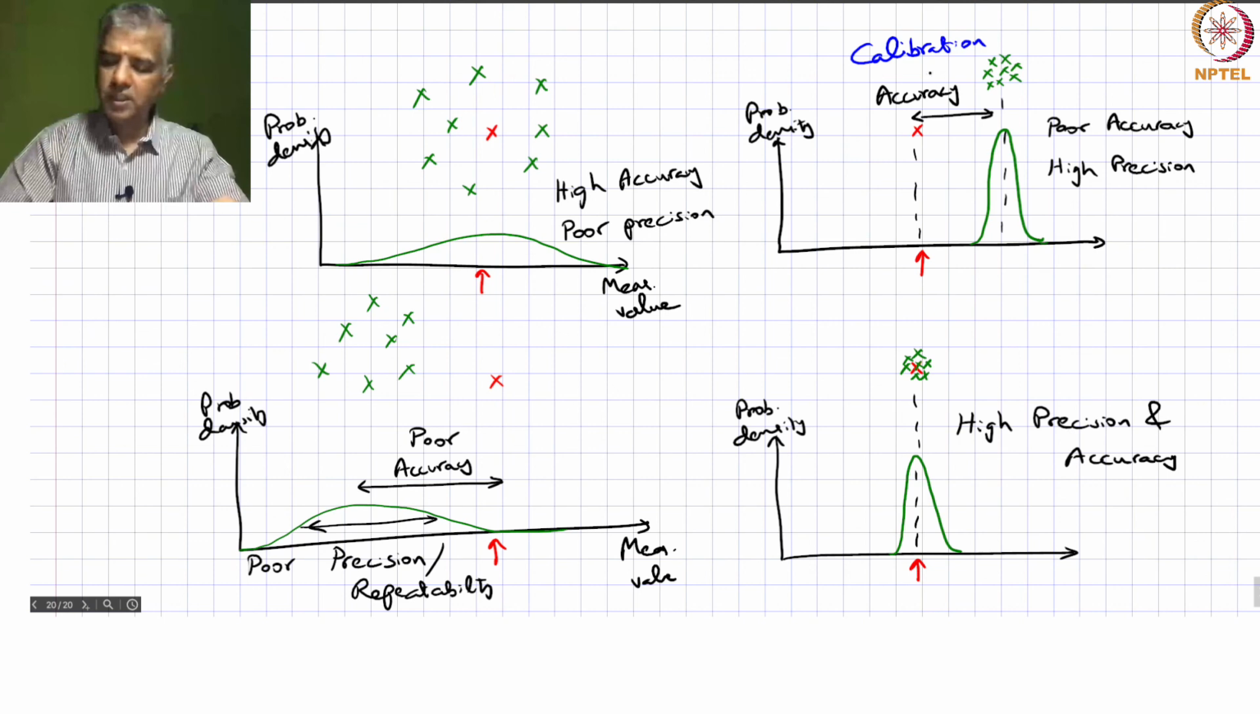So through calibration, you can process your data and say that when you measure at that value, it actually means this value. Okay, so that way poor accuracy could be handled by calibrating your instrument, but you cannot do anything about poor precision, because that is actually talking about a random error.